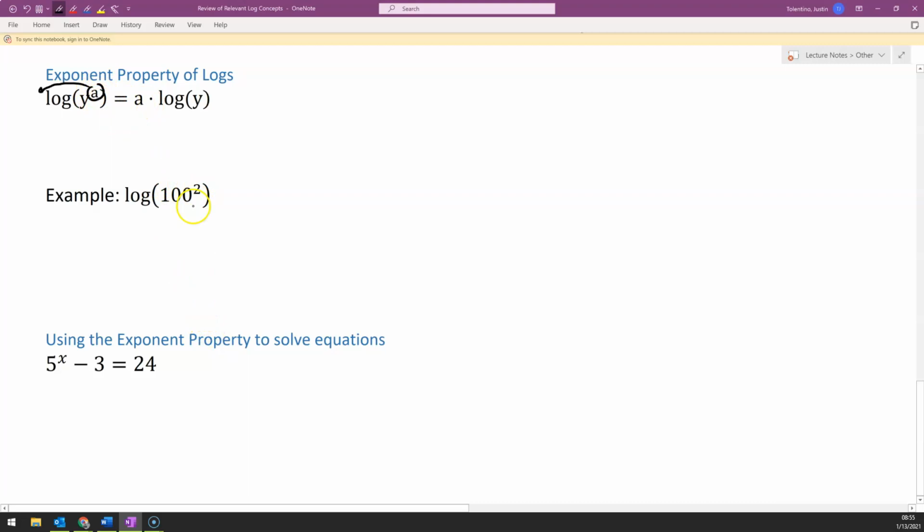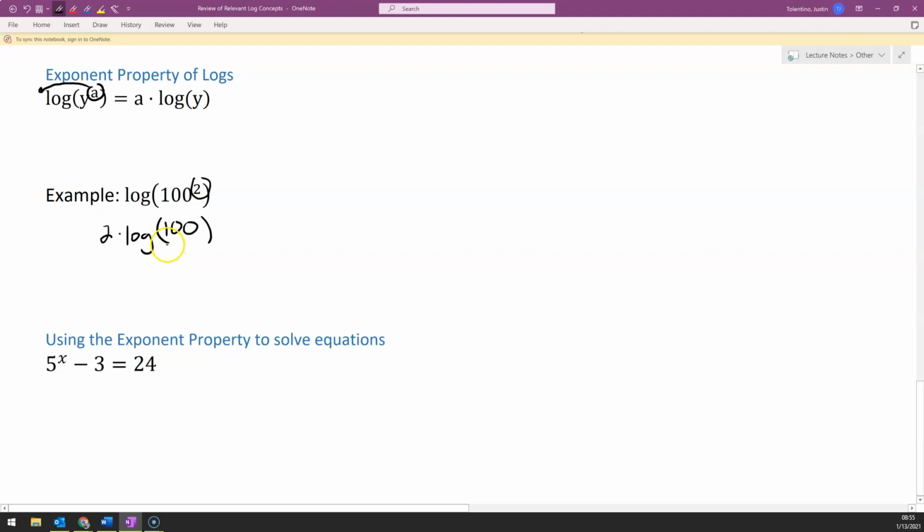So here's a quick example here so you can see how this works out. If I want to take log base 10 of 100 squared, right? So yeah, we can just type this into a calculator as we want, but let's apply the property. Because this 2 is in the exponent, I can move that to the front. And now we have 2 times log of 100.